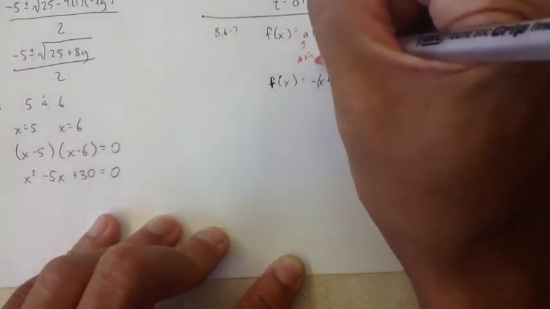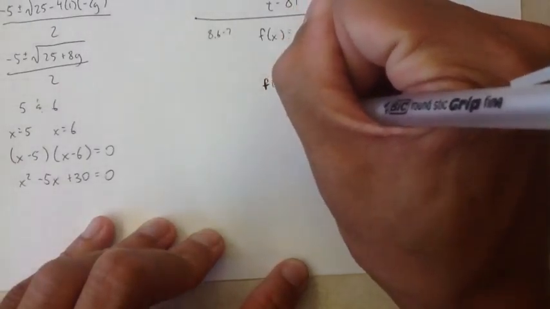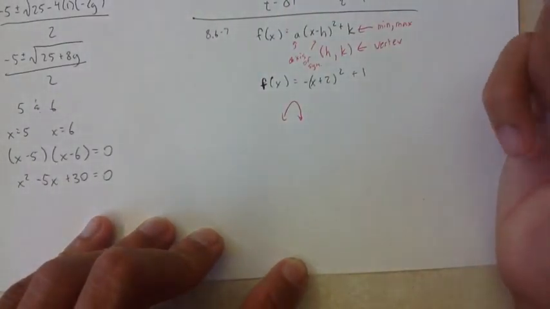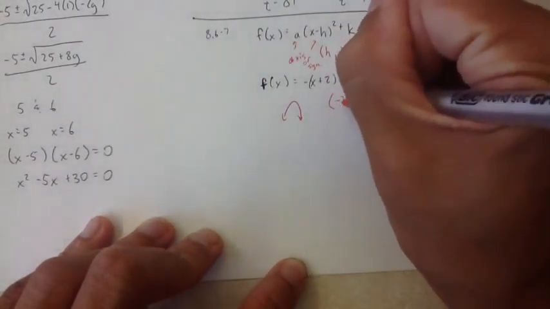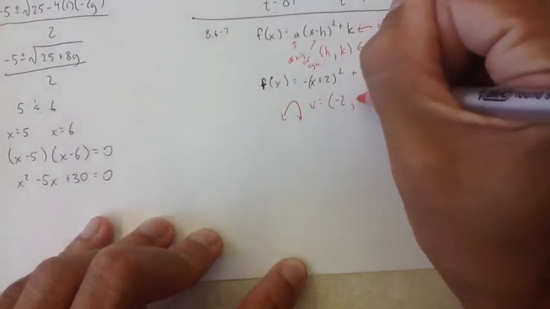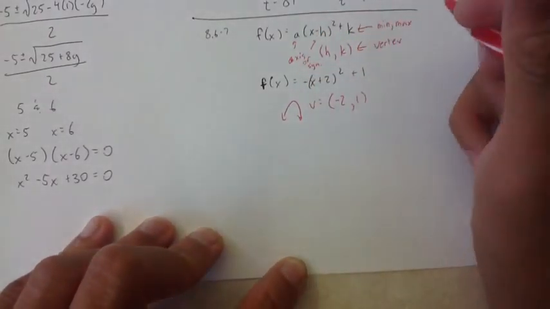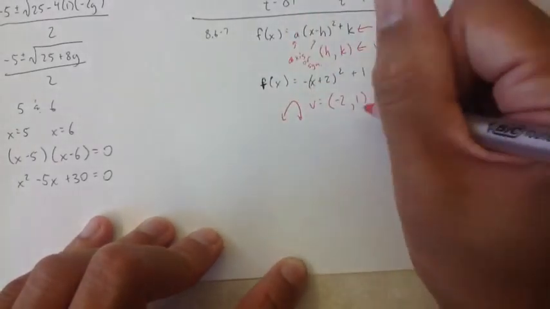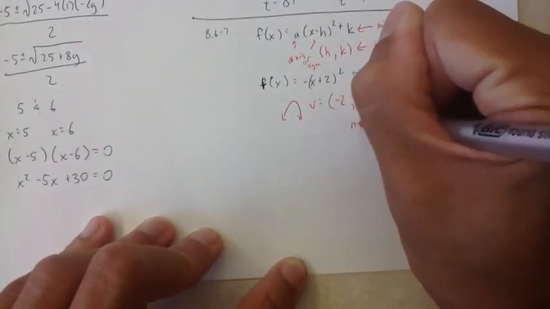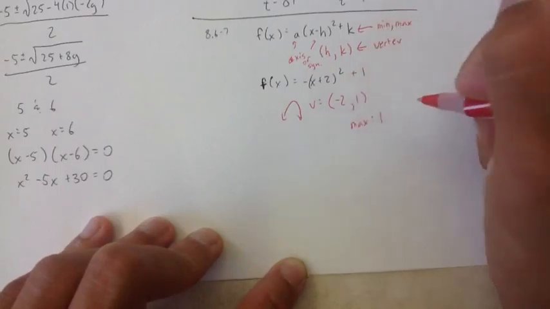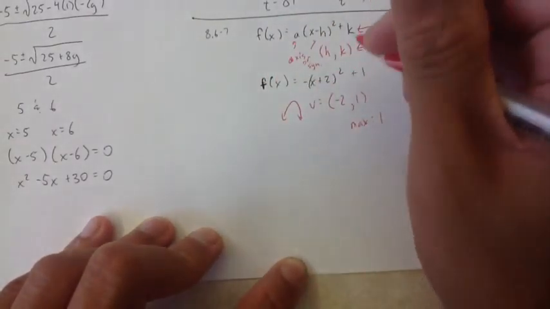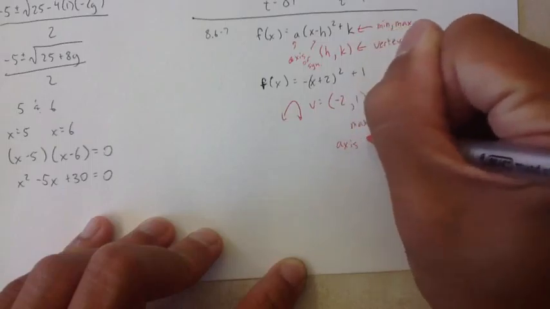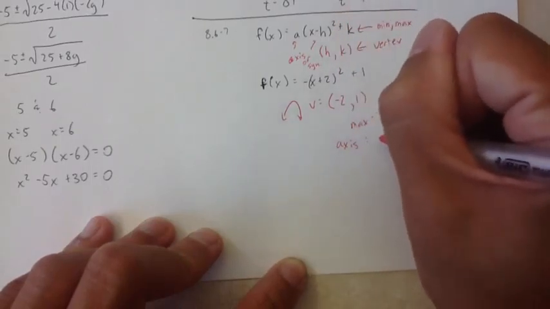So here, this negative tells you that your graph is going to be opening down. Your vertex is going to be negative 2, 1, because that's H, K. Since it's pointing this way, the 1 is going to be a maximum. So your maximum is 1. And your axis of symmetry is going to be x equals negative 2.